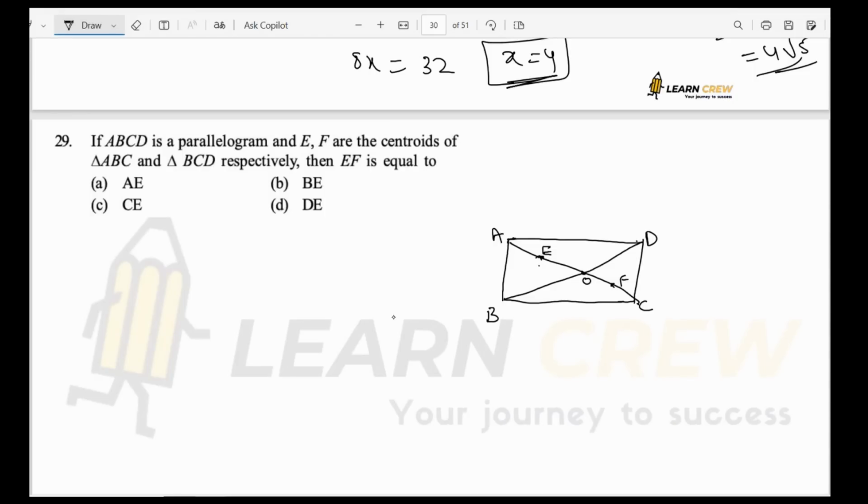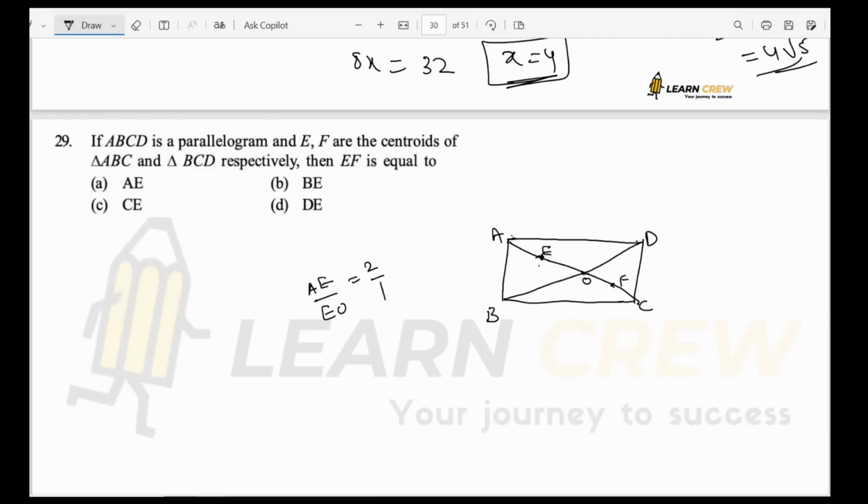So if you see here, I can see AE by EO. AE by EO is how much? 2:1. Are you following or not? This is the centroid. The centroid divides the median in the ratio 2:1. It is two parts, it is one part.